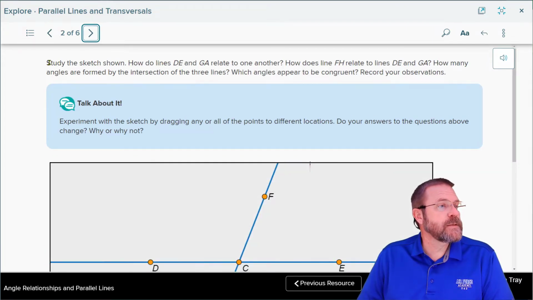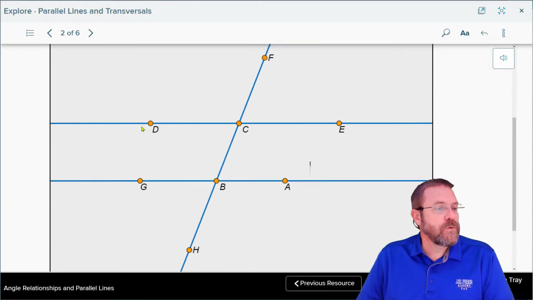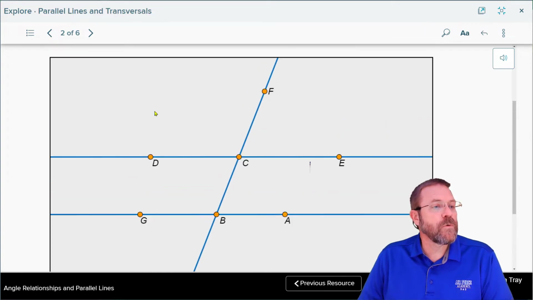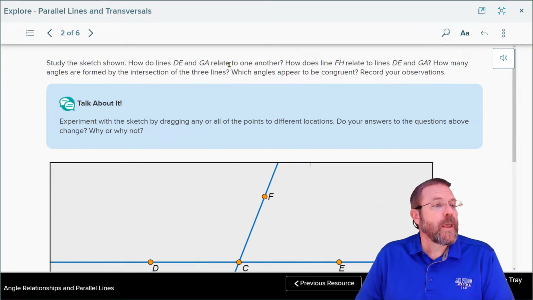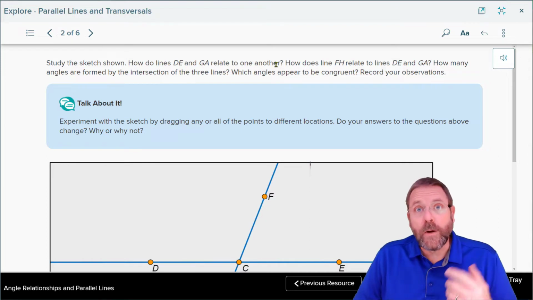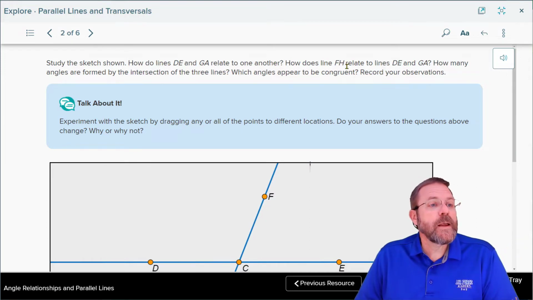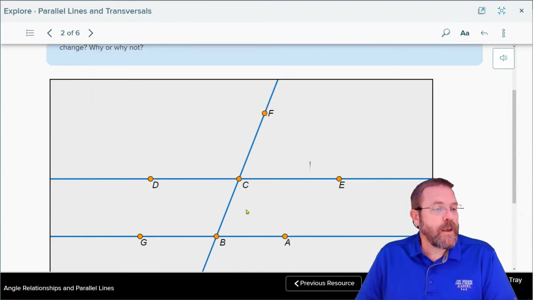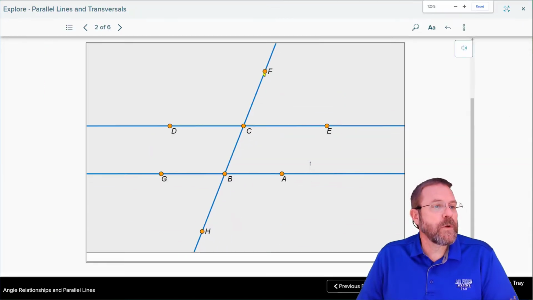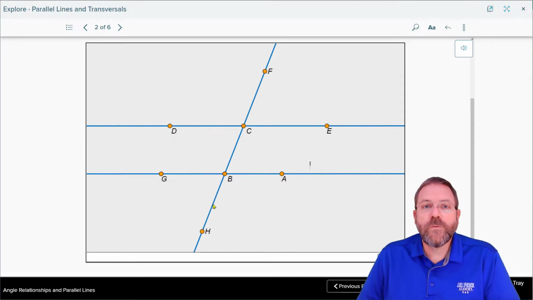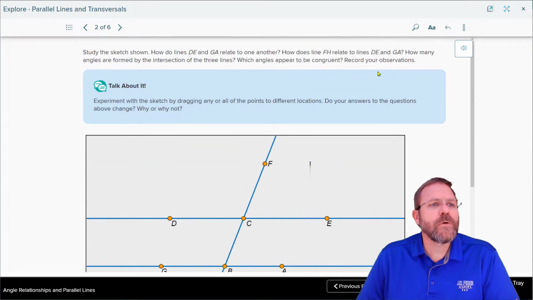It says, study the sketch below. How do lines DE and GA, so you've got DE as the top horizontal line and GA as the bottom horizontal line, okay? How do they relate to each other? They're parallel, okay? How does line FH relate to DE and GA? Well, FH, this one right here, cuts across both of them, and we call that a transversal, which I'm confident they're going to define for you later.